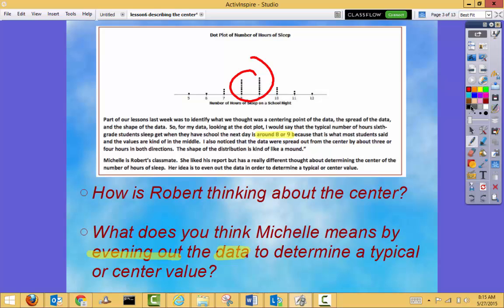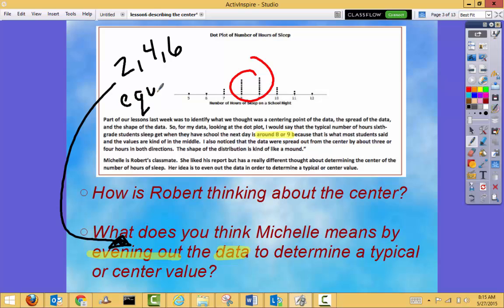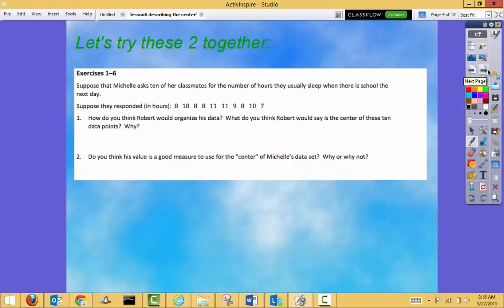Well, first thing to notice is, what does this word even mean? If I want to make something even, even can mean two things. It can mean numbers like 2, 4, 6, or it can mean equal. If we want to even something out, it means we want to make something equal. So we want to make our data equal across. So let's look at this exercise. Suppose that Michelle asked 10 of her classmates for the number of hours they usually sleep when they're at school the next day. So she's picking 10 new students, and this is their responses.